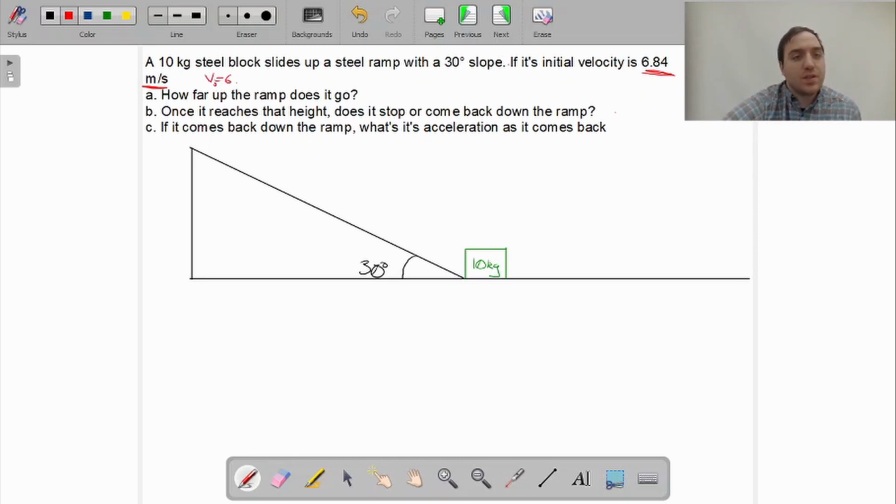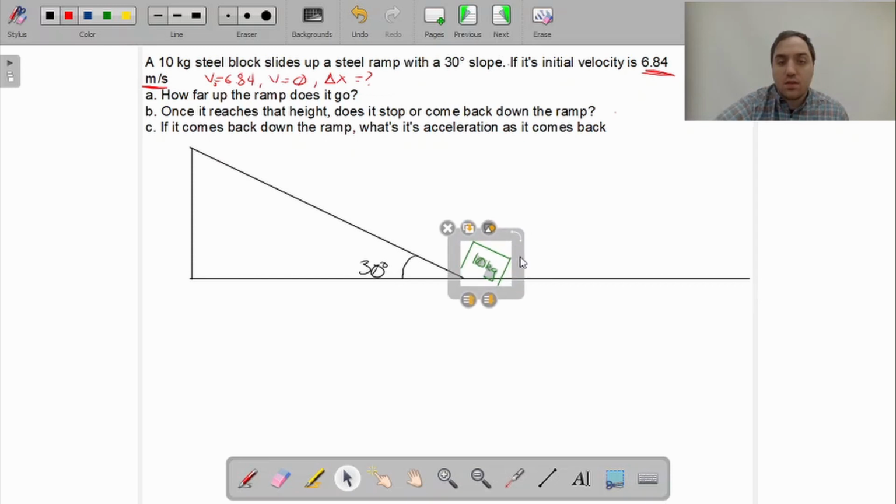So v initial is 6.84. The v final is going to be 0. And I'm looking for my delta x, or my delta in the direction of the ramp. The only problem is I don't have t or a. But I can find a using my forces, using my equations from that. So what I want to do here is start with my free body diagram. So instead of having this just here, I'm just going to put it on the ramp and draw my free body diagram for it so I can find my acceleration.